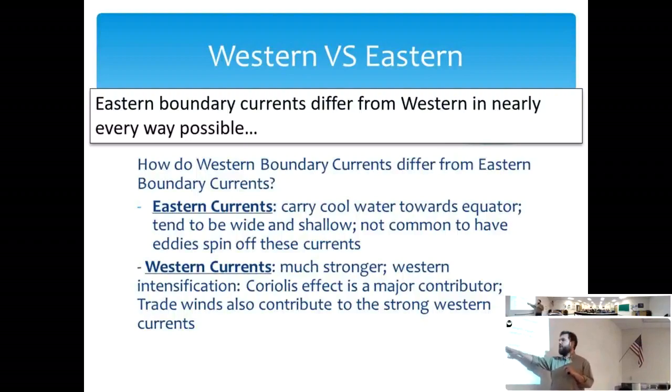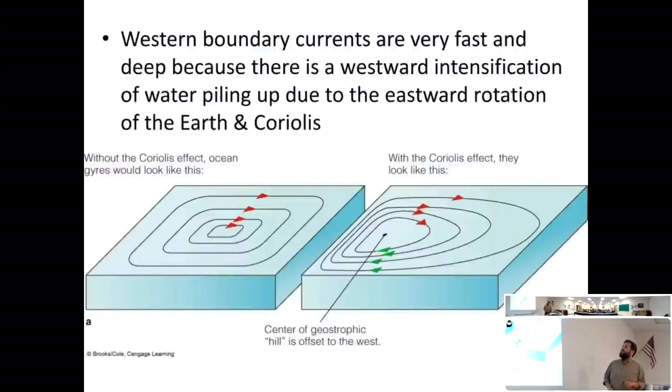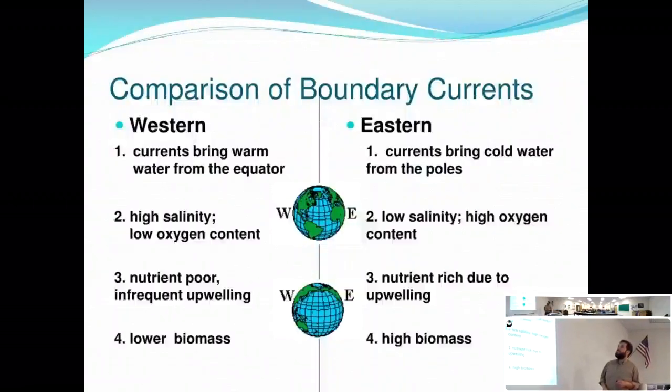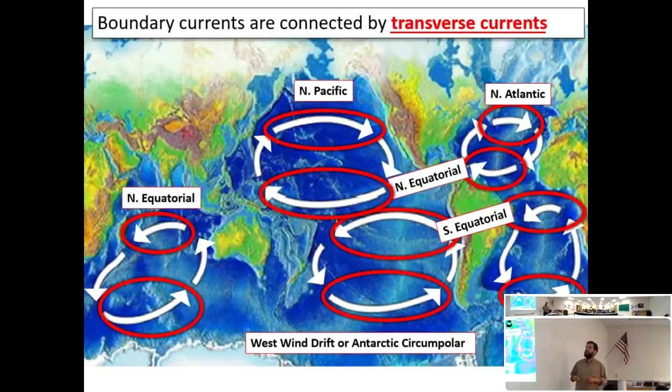Western currents are much stronger. They get something called the western intensification, we'll talk about later. Coriolis effects and major contribution trade winds. Okay, so you see this is a good comparison of eastern and western. Just a little bit more comparison of boundary currents, western and eastern. Eastern: cool water with low salinity, high oxygen, nutrient-rich waters, high biomass. Okay? All right, so that's it.